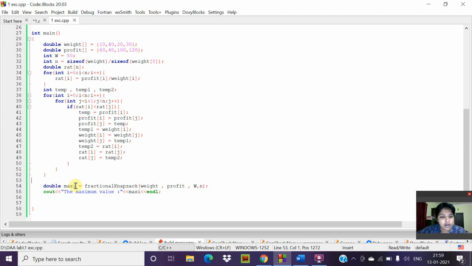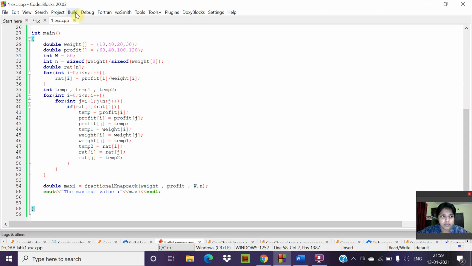We are giving a double maximum, that is to get the maximum profit, equal to the call to the function fractional knapsack with weight, profit, W, n, and it will print the maximum value, that is maxi.